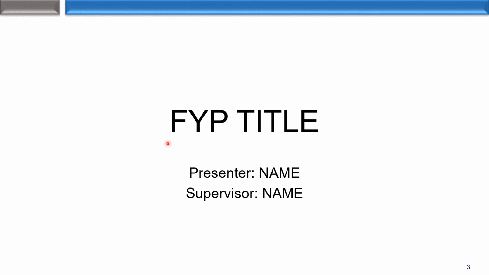Okay, this one is an example of your first slide. That means in your VIVA presentation, the first slide will be your FYP title, and then you need to put your name as the presenter and then your supervisor's name. Next, this slide is the overview. The overview shows all the sections covered in this VIVA presentation slide.